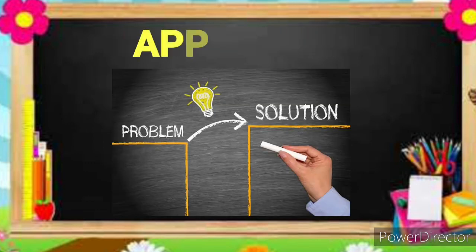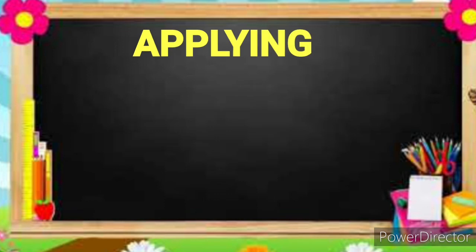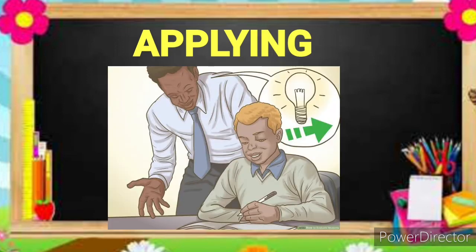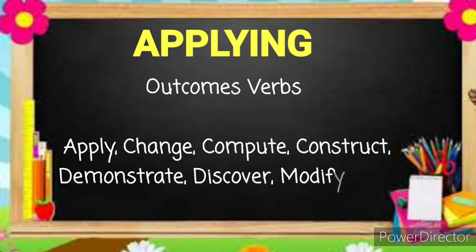It is using what was learned in the classroom in similar situations. Application refers to the ability to use learned material in new and concrete situations. This may include the application of such things as rules, methods, concepts, principles, laws, and theories. Learning outcomes in this area require a higher level of understanding than those of comprehension. The outcome verbs are apply, change, compute, construct, demonstrate, modify, discover, and solve.